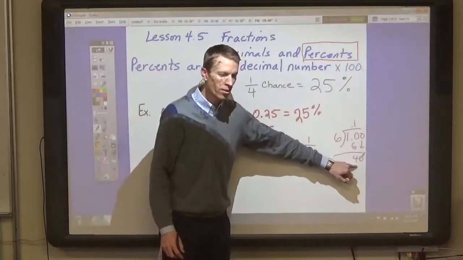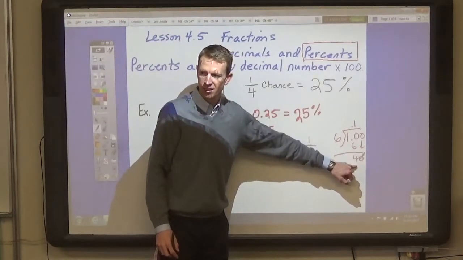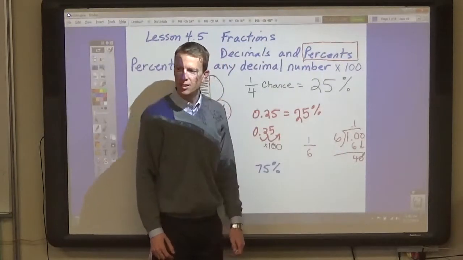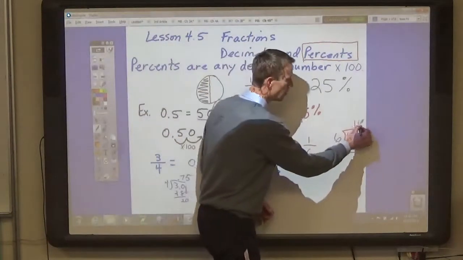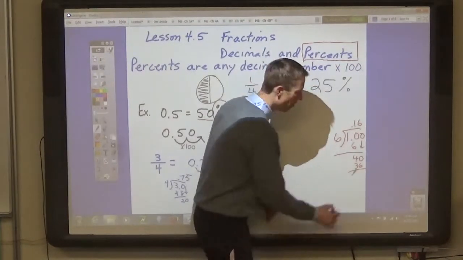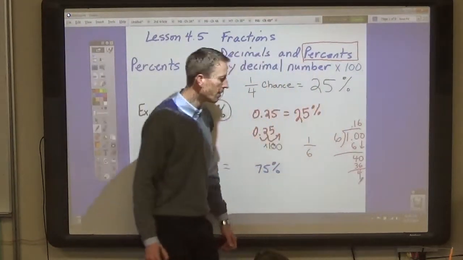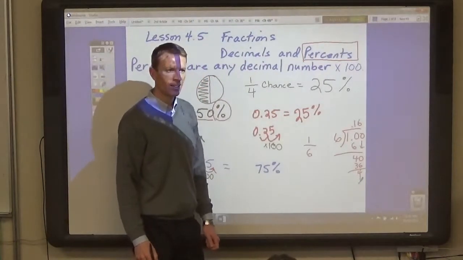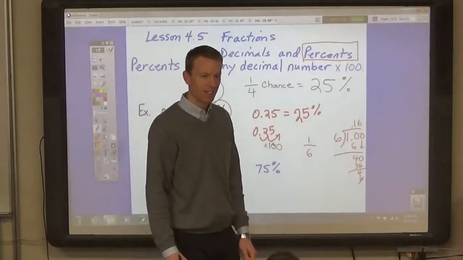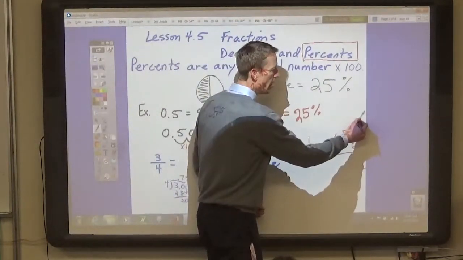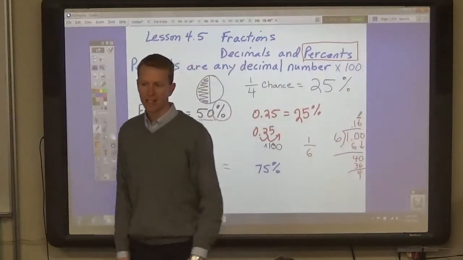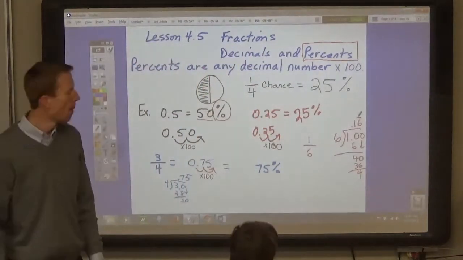Bring down another 0. 6 go into 40. Not evenly, but it does. How many times would it go? 6. 6 times 6. 36. Remainder 4. What do we have here? A pattern. What is it? It's 1. 6 repeating. Yeah, so it's 0.16 and the 6 repeats, doesn't it?